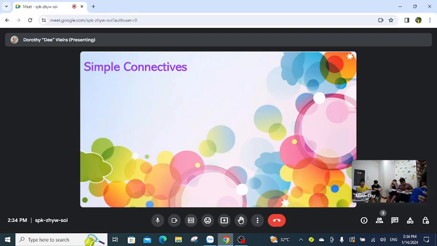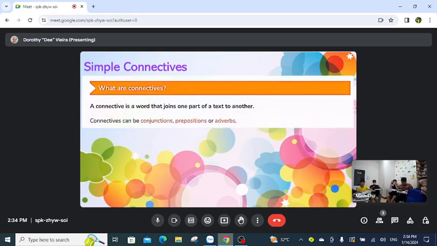So we said it's important for you to use connectives. So what is a connective? A connective is a word that joins one part of a text to another. It joins two short sentences to make a longer sentence.